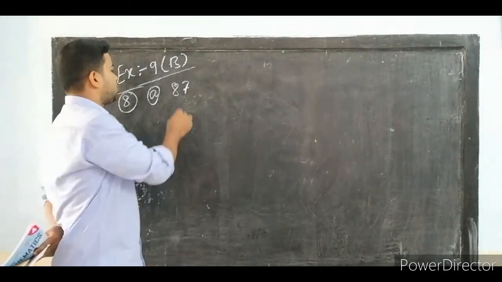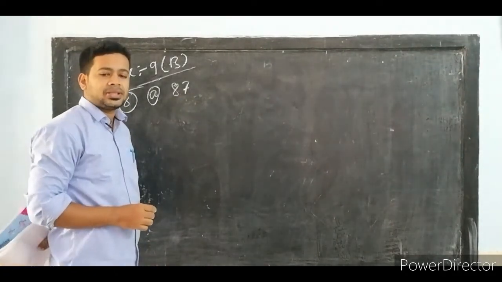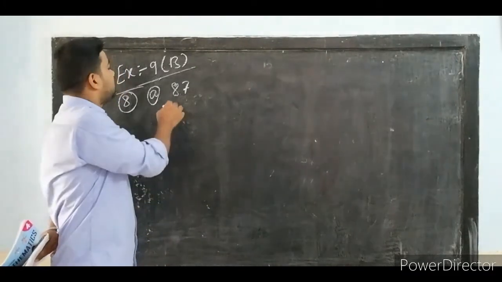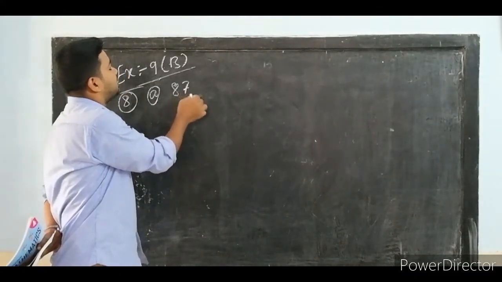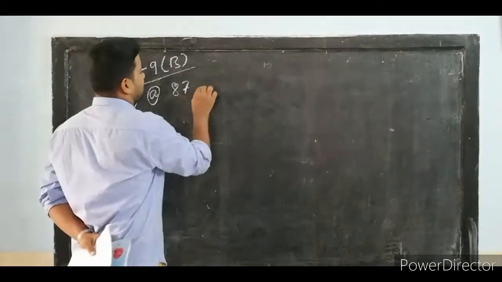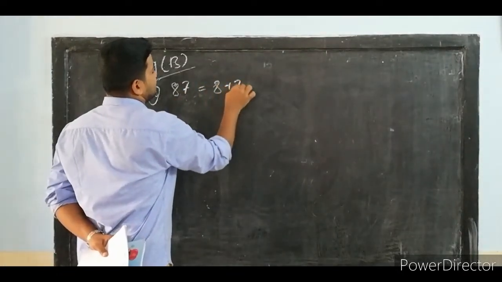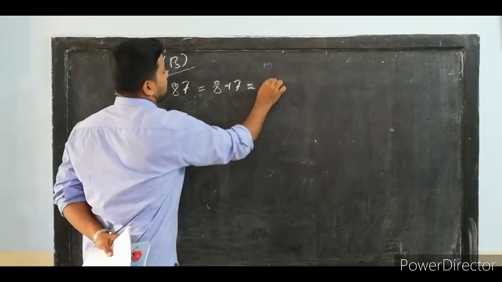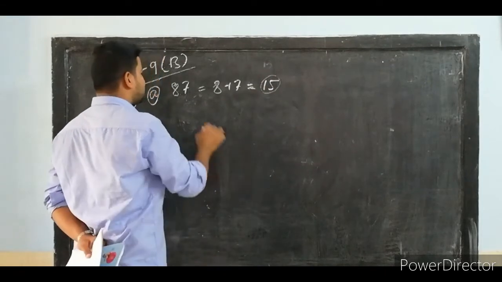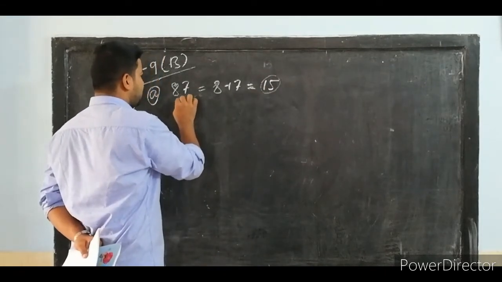Now see, here we need to check whether 87 is divisible by 3 or not. So what is the divisibility rule of 3? That if the sum of all the digits of a number is divisible by 3. Okay, so what are the digits here? 8 and 7. So let us see the sum. 8 plus 7 is 15. Since 15 is divisible by 3, we can say 87 is also divisible by 3.